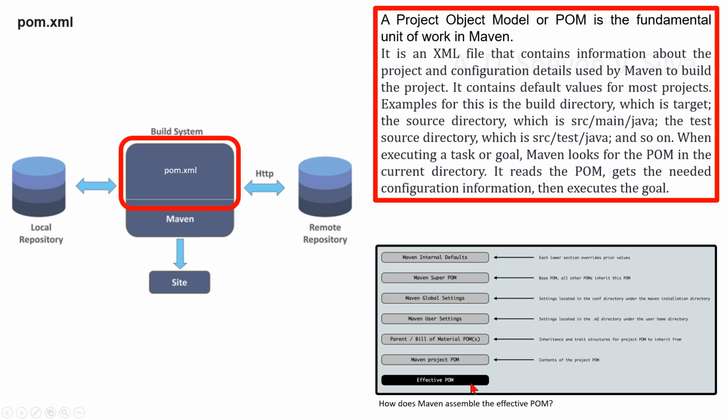Here you can see the effective POM, and here you can see the Maven internal defaults. Each lower section overrides the prior values. Maven super POM, the base POM; all other POMs inherit this POM. Maven global settings are located in the conf directory under the Maven installation directory. Maven user settings are located in the .m2 directory under the user home directory. Parent or bill of materials POMs, the inheritance and trait structure for project POMs to inherit from. Maven project POM, the content of the project POM, and here you can see the effective POM.